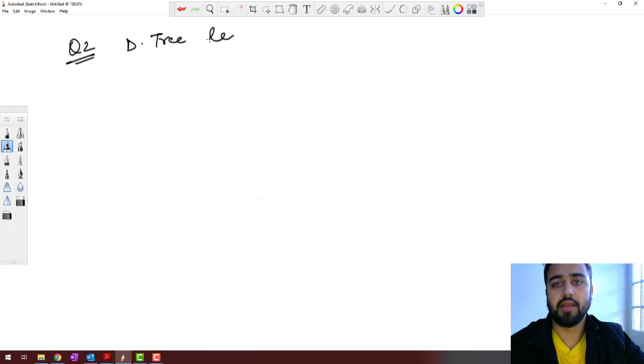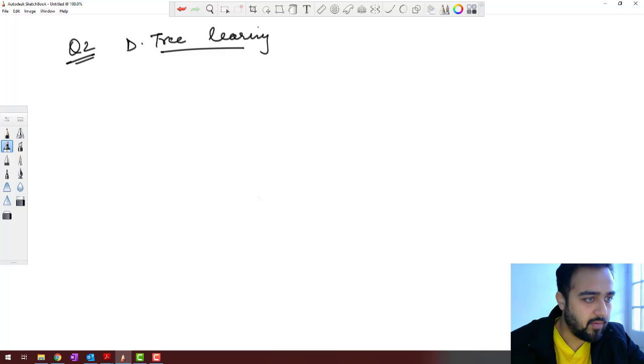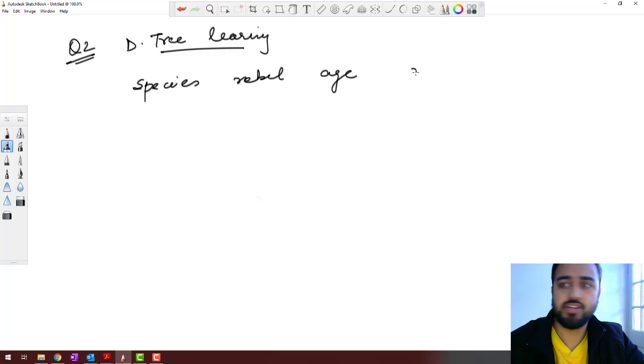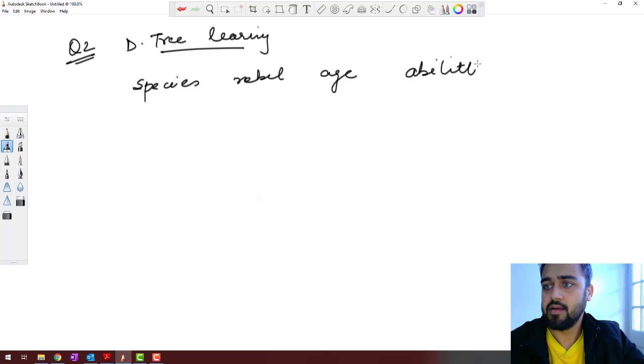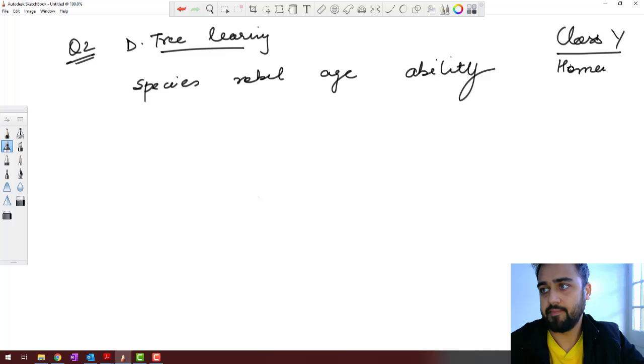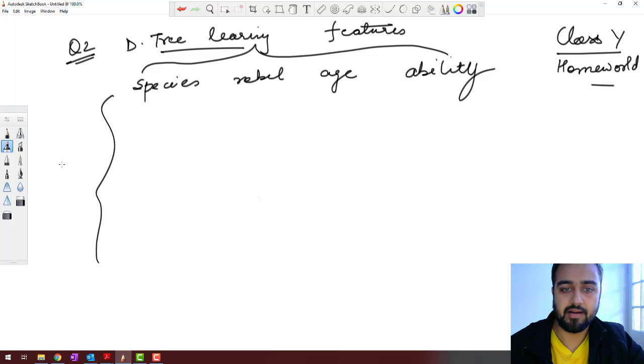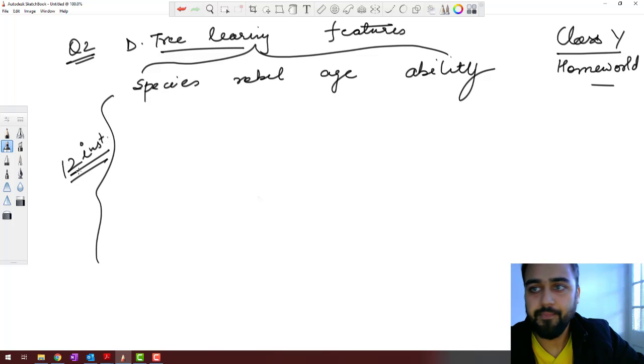The second question, question 2, is on decision tree learning, where we are given a data set with 4 attributes, and the class is in the rightmost column, that is the home world, right? So there are 4 attributes: species, rebel, age, ability, and the class. Basically, this is the class Y, home world. These are the features, and it consists of 12 data points or 12 instances, right? Now, let's see how we can build a decision tree out of this.